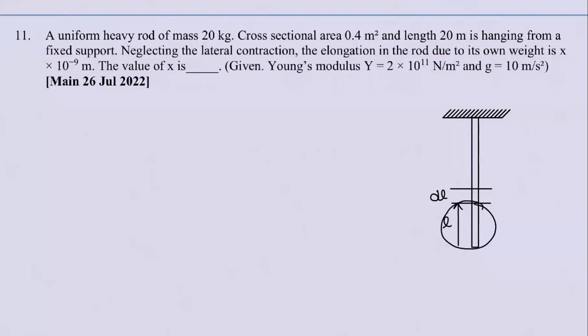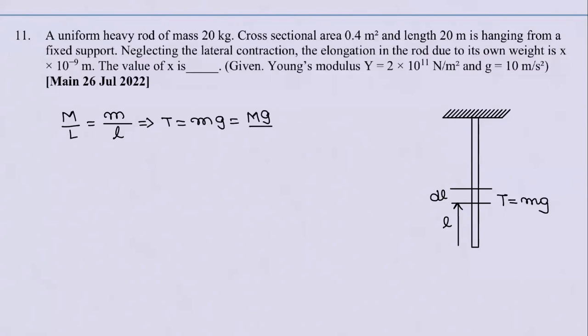Now the mass will be proportional to l only, the mass which is below. So l and dl. Now concentrate here. What is the mass below? You have to calculate. Total mass by total length is equal to the mass below, small m, by small l. That implies the tension T is nothing but mg, the weight of the mass below, which it has to hold. So tension T is equal to mg, that is capital Mg by capital L into small l. So tension is a variable proportional to l.